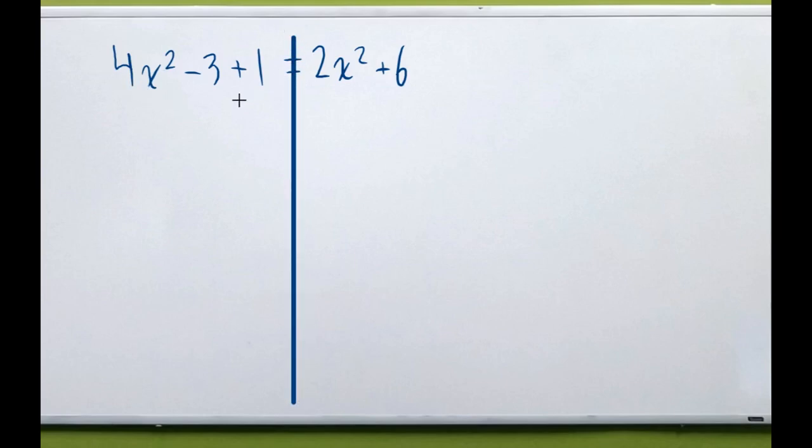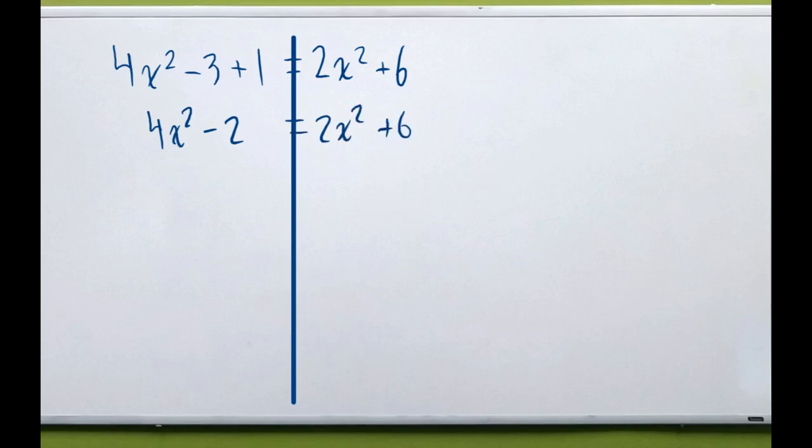So I already split our sign. We don't have any parentheses multiplication action. We do have like terms. Let's go ahead and take care of that. So right here, we can simplify that to have 4x squared minus 2 is equal to 2x squared plus 6.